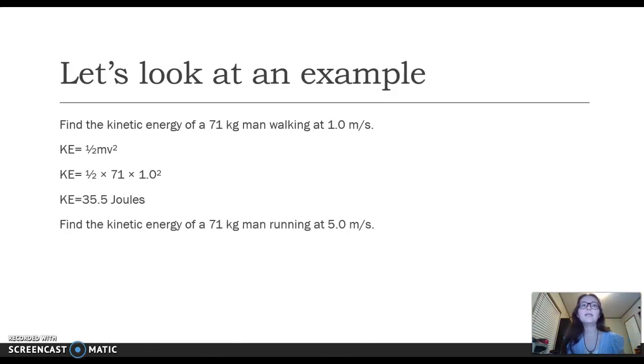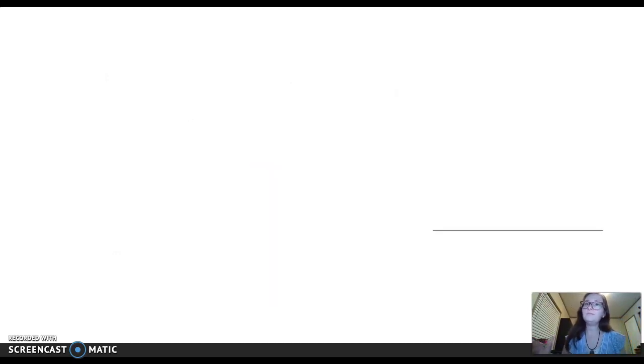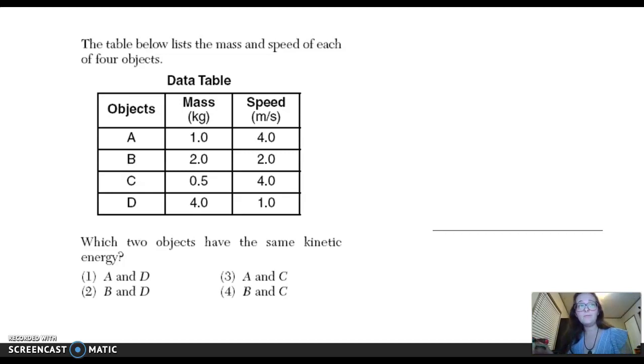So this is another one. Find the kinetic energy of a 71 kilogram man running at 5 meters per second. It's going to be really similar. You plug it into the formula: 1/2 times 71 times 5 squared. So this guy sped up a little bit, he started running instead of walking. You can type it exactly like that in a calculator. Don't forget to use your parentheses to make sure you get the 1/2 correct, because sometimes it messes up. You get 887.5 joules.